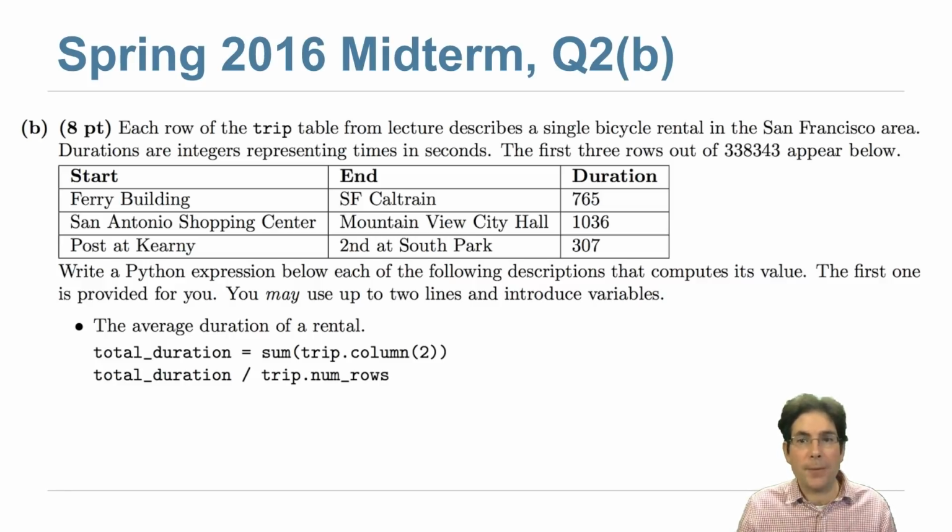The first three rows out of 338,343 appear below. Write a Python expression below each of the following descriptions that computes its value. The first one is provided for you.